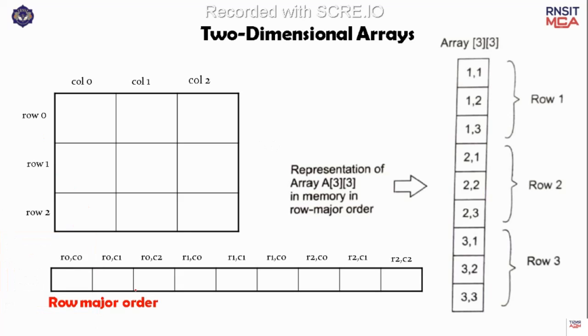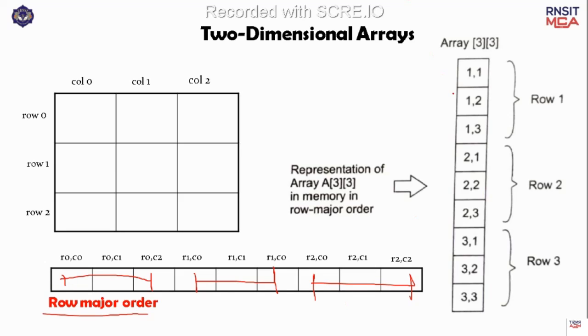The first row, this is row major order. That means some compilers, C compilers, store rows first, row by row. The first row is stored, next row is stored, next third row is stored. First row, second row, third row. So row wise it is stored.